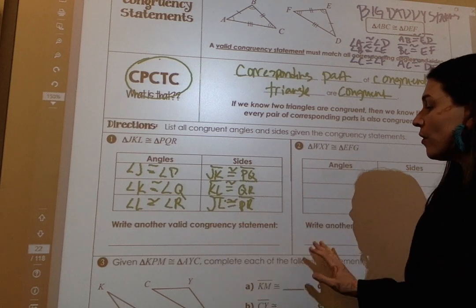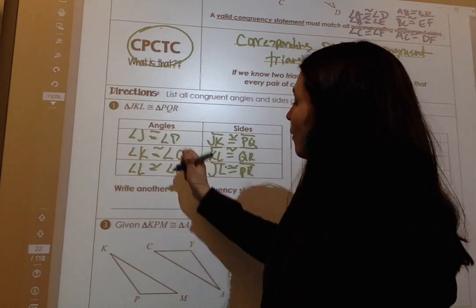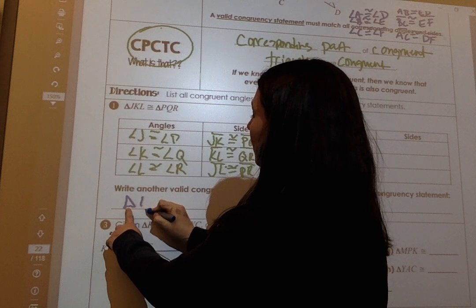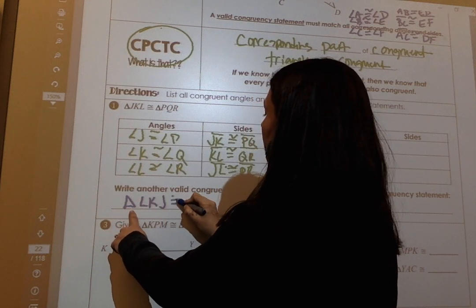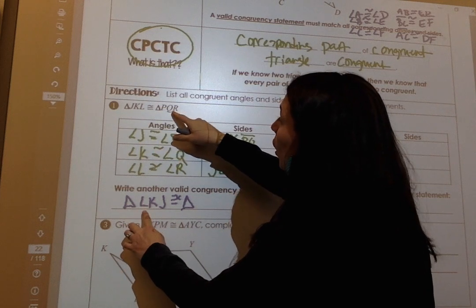So what's another valid congruency that I can make? Well, I could shift up the lettering here. I could say that triangle LKJ is congruent to triangle RQP. The position still needs to hold up.